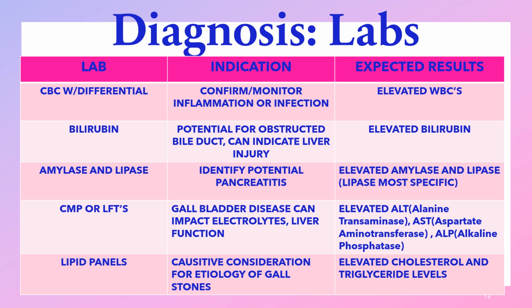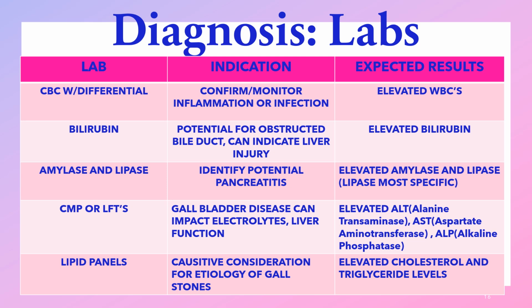Amylase and lipase help us identify potential pancreatitis, a blockage further along in the common bile duct, with elevated amylase and lipase, and remembering that lipase is more specific. With CMPs or LFTs, we're going to be watching for potential liver dysfunction. So we'll look at those liver function tests, and you can see over here they would be elevated: that ALT, that AST, and that ALP. Again, gallbladder disease can also impact electrolytes with nausea, vomiting, diarrhea. So those are some of the things that we're going to watch with the CMP.